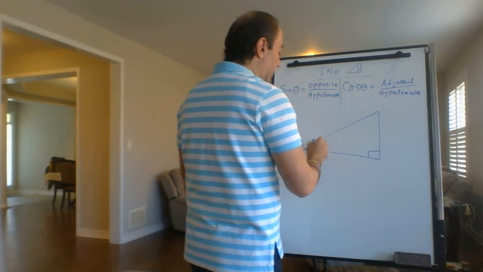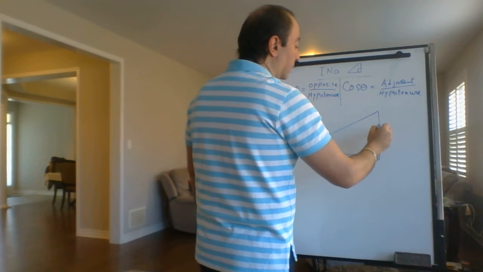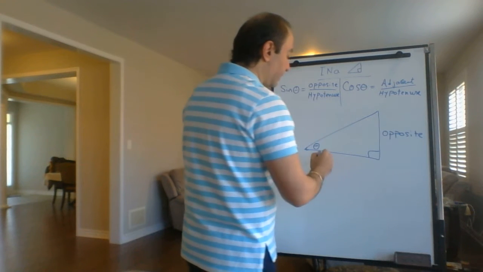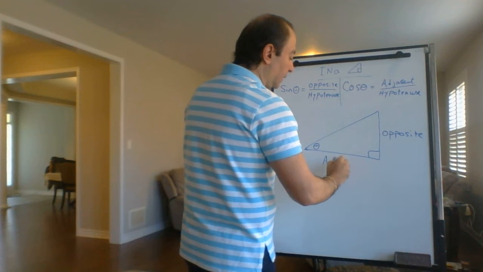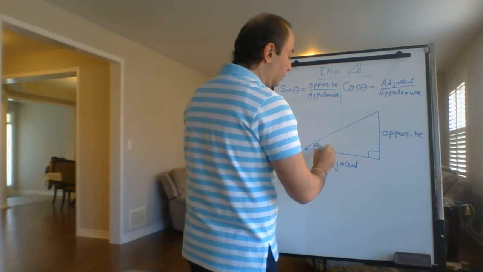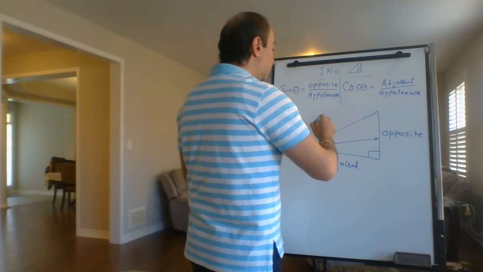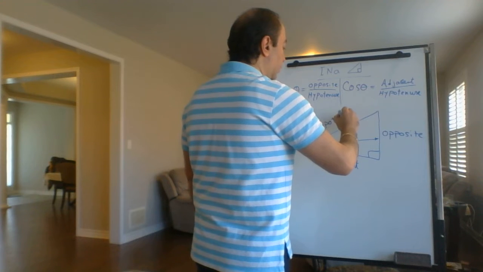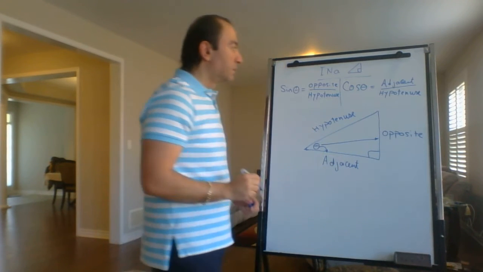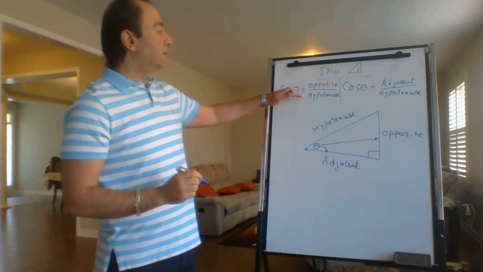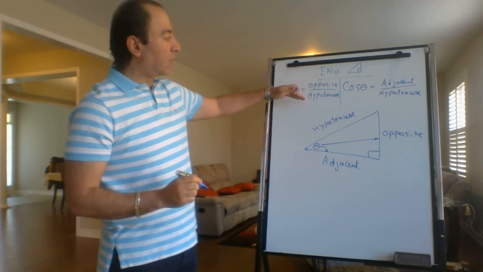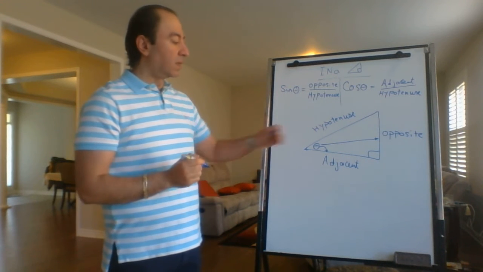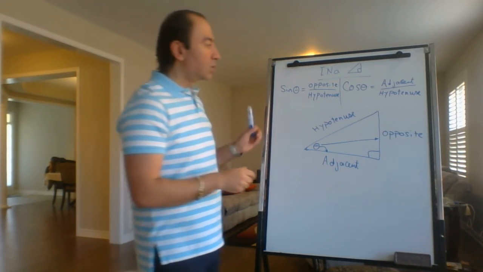So for this angle theta, this is the opposite, across from the angle, and this is the adjacent. It is next to the angle and not the hypotenuse, and the hypotenuse is the longest side, that's opposite to the 90-degree angle here. So sine is the ratio of the opposite to the hypotenuse, cosine is the ratio of the adjacent to the hypotenuse, and this is in the right triangle.